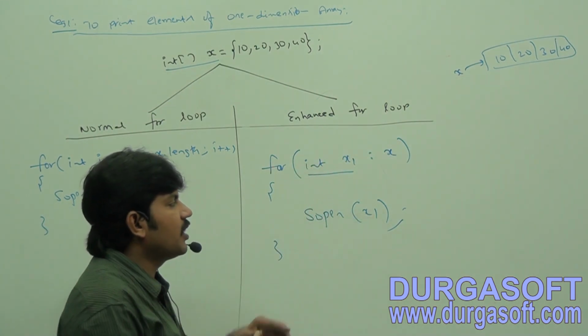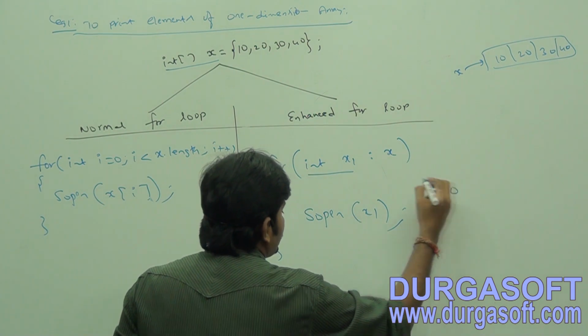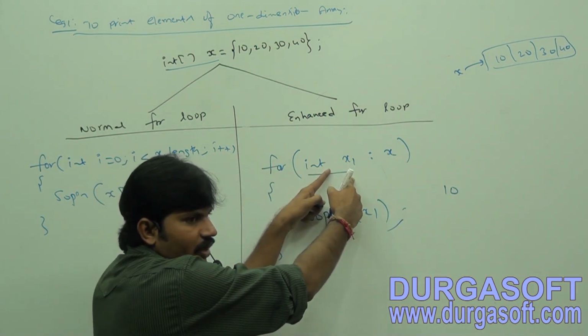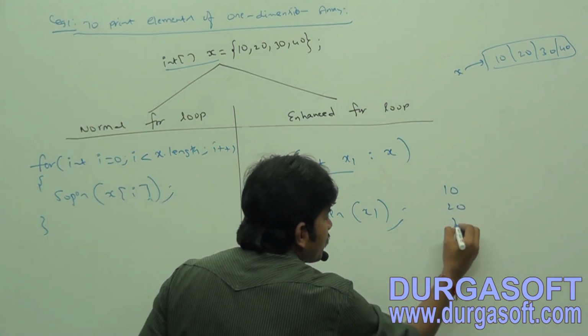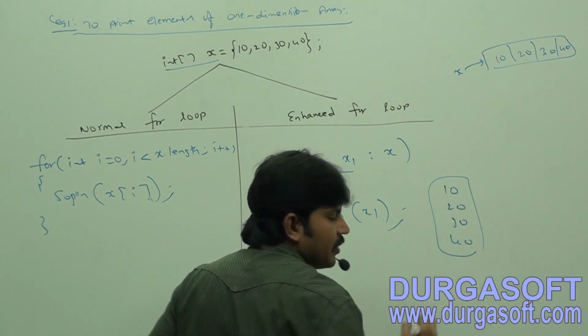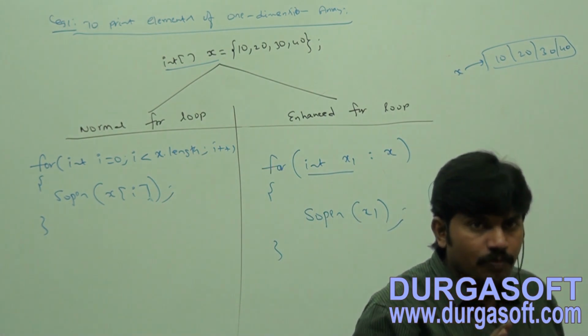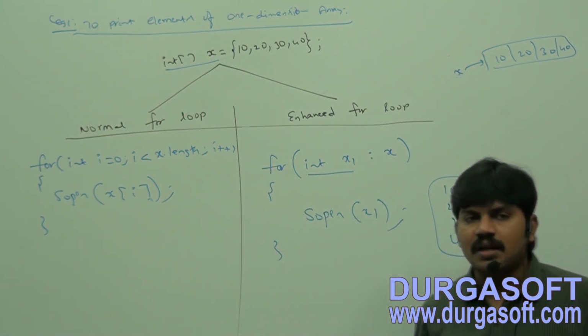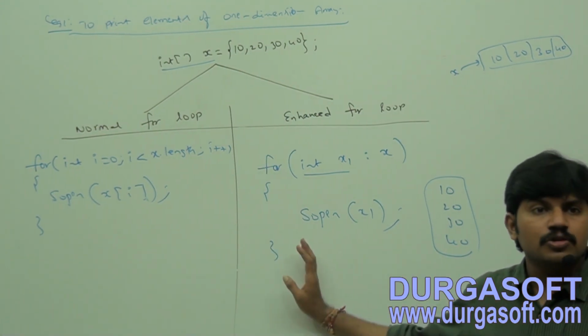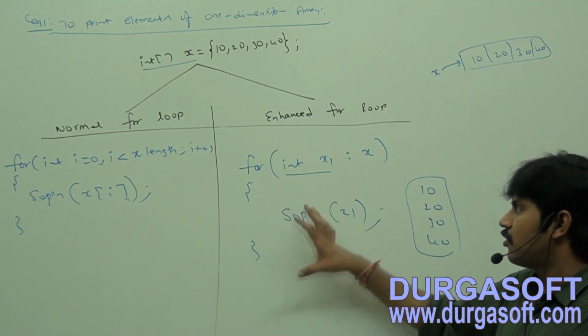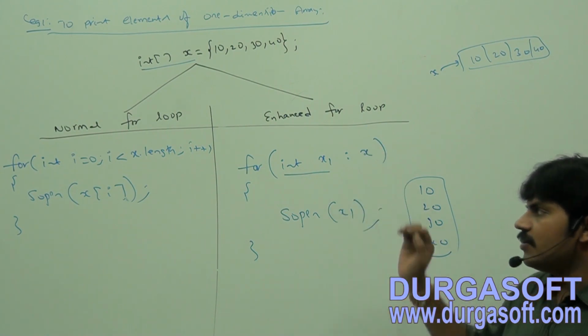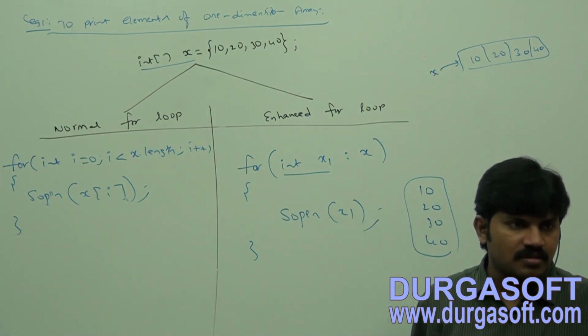First time, what is the first value? 10. Now once again, the next int value. What is the next one? 20, 30, 40 like that. Can you tell which loop is easy? For each loop is easy or normal for loop? For each loop is easy. It is a specially designed loop to retrieve the elements of arrays and collections. Is it clear for all of you?